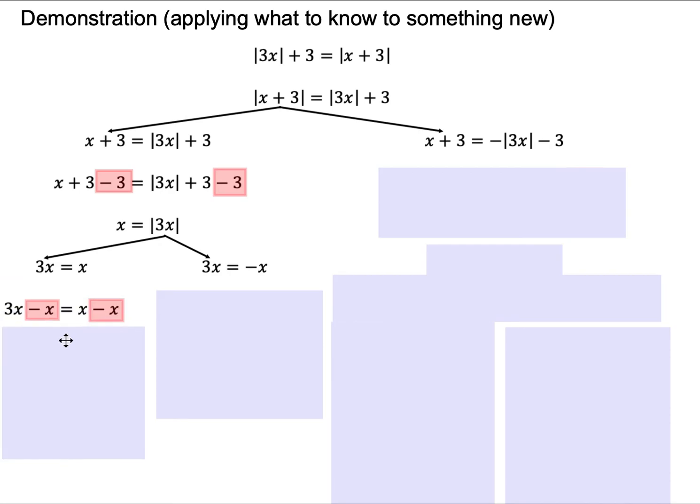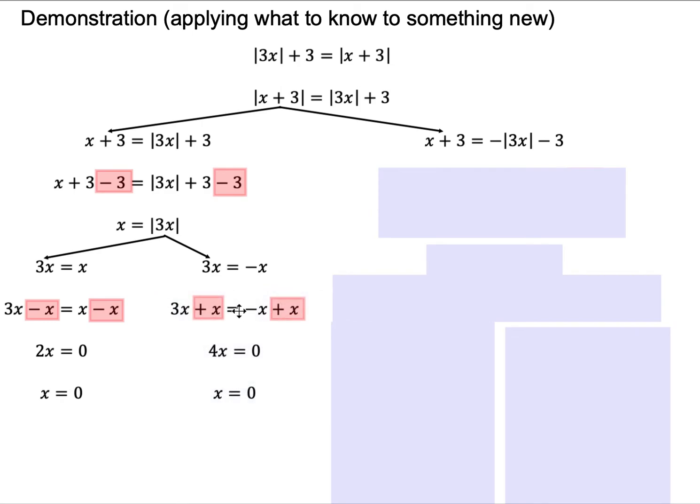Let's subtract an x from both sides, and that'll give us 2x equals 0. If we divide by 2, we just get x equals 0. Great. On this one, if we add x to both sides, we get 4x equals 0. And we get the same answer, x equals 0. So the first two answers are x equals 0. And we'll check those down there in just a moment.